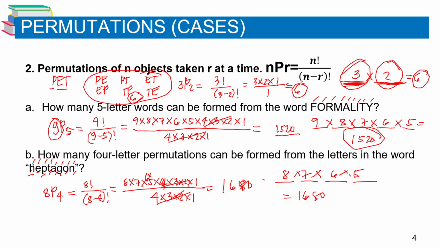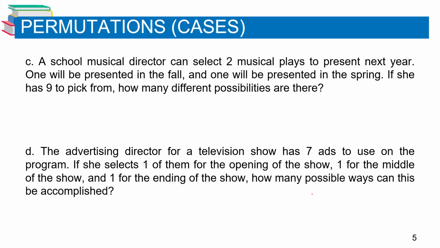Okay, so let's proceed with letter C. A school musical director can select 2 musical plays to present next year. One will be presented in fall and one will be presented in spring. If she has to pick from 9, how many different possibilities are there? So we have 9 permutation of 2, so 9 factorial over 9 minus 2 factorial.